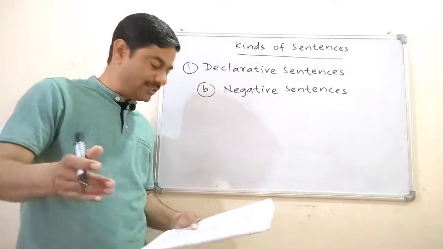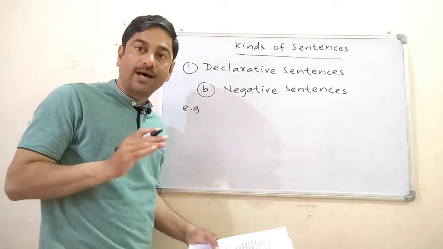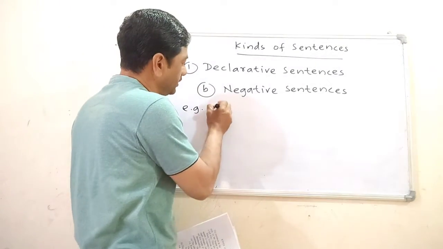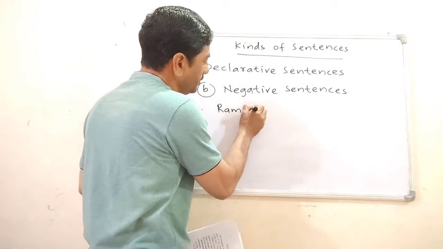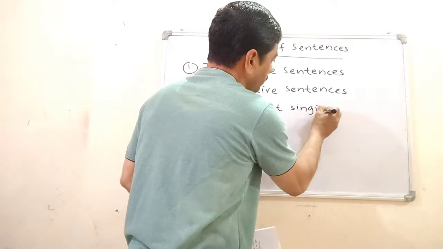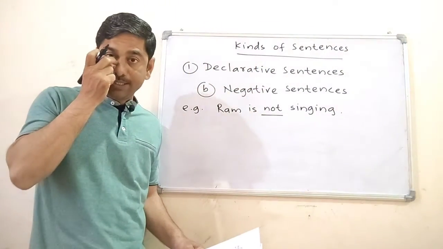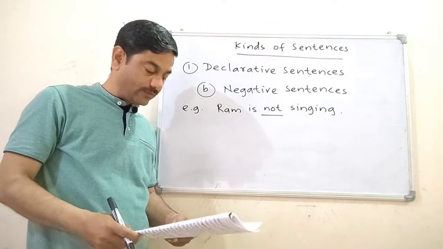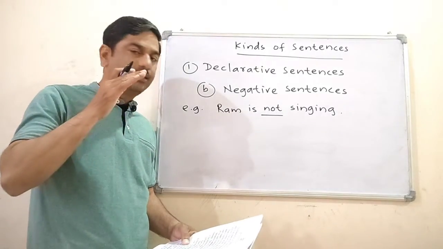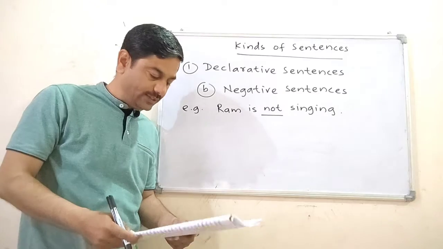I will write here some examples. See, Ram is not singing. So here in this sentence we have made use of not. So it is a negative sentence. This is the second type of declarative sentence.